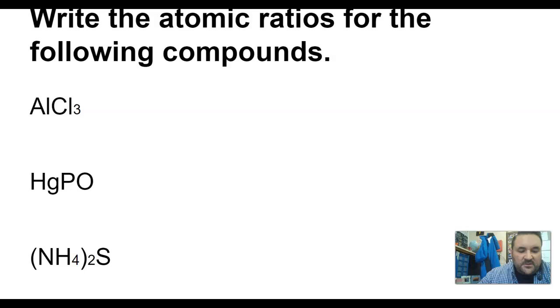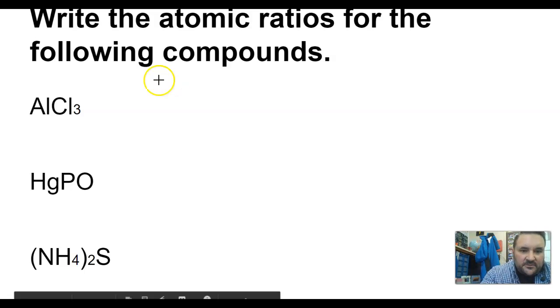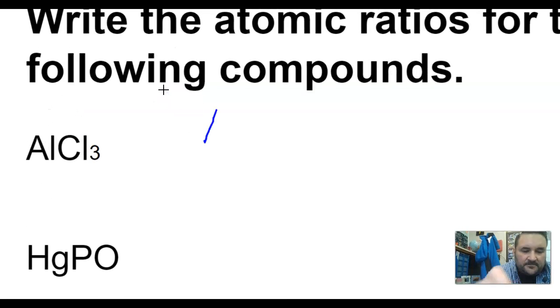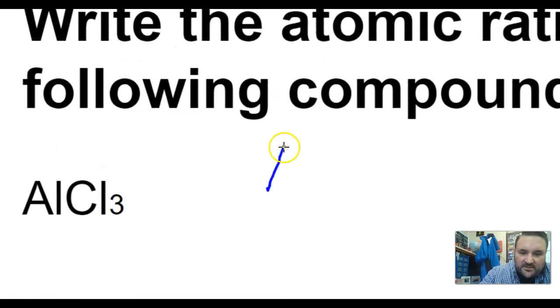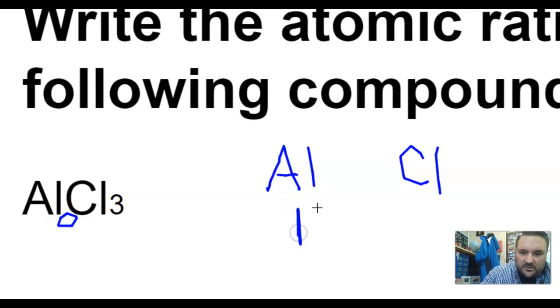All right, so let's do some practice here with some ratios. So these are some sample ones. There's only 3. First things first, right? Separate out your 2 elements. So in this case, it's aluminum and chlorine. There's no subscript here, so that tells you that that's number 1. There's only 1. There's a subscript of 3, so there's 3. So your ratio there is 1 to 3.